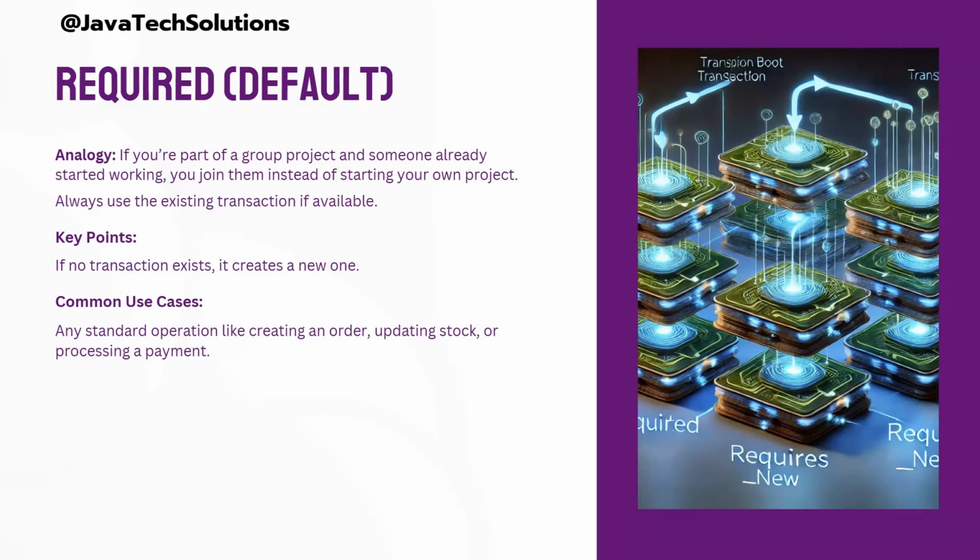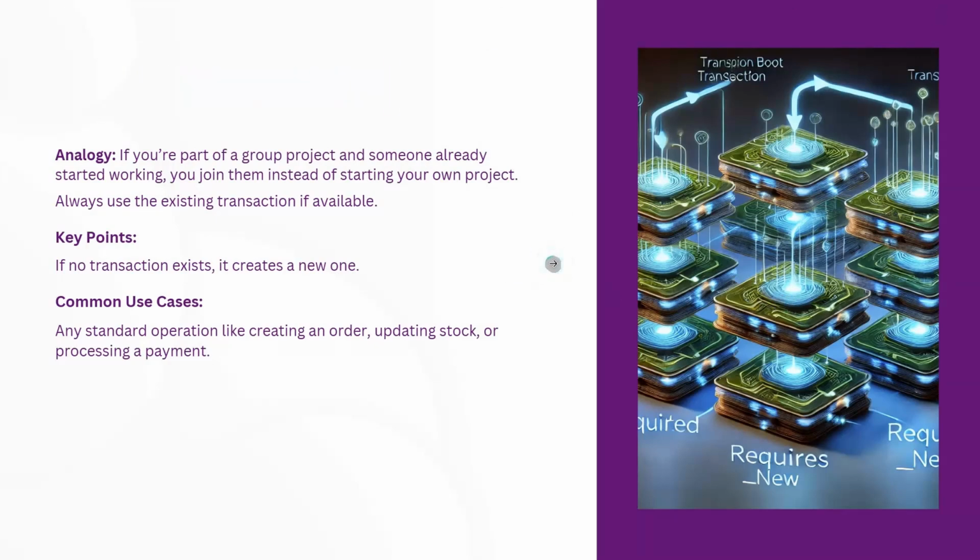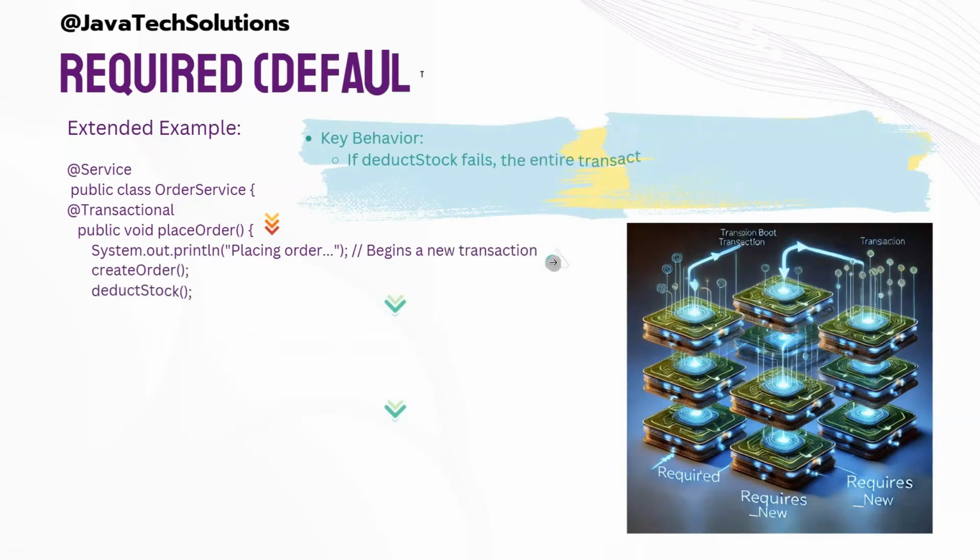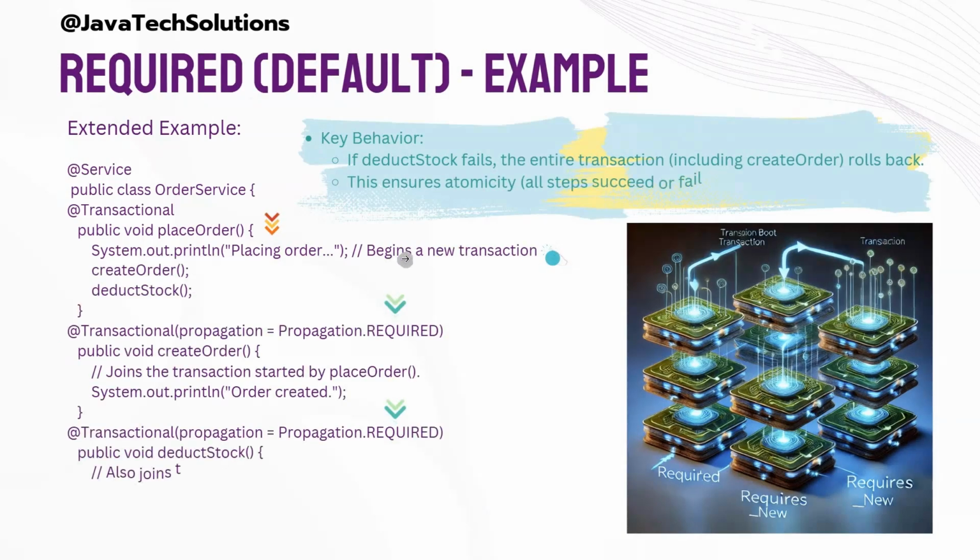When multiple methods with REQUIRED are called within the same transaction, they all participate in the same transaction scope. If any part of the transaction fails, the entire transaction including all participating methods will be rolled back. Now I will show you some code, to see how we maintain this in practice.